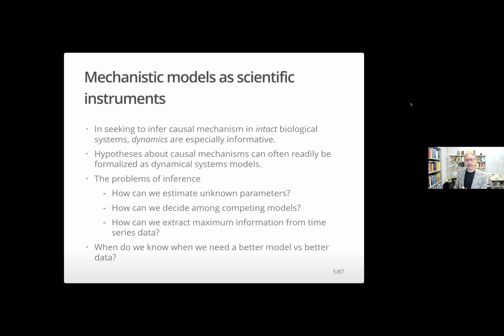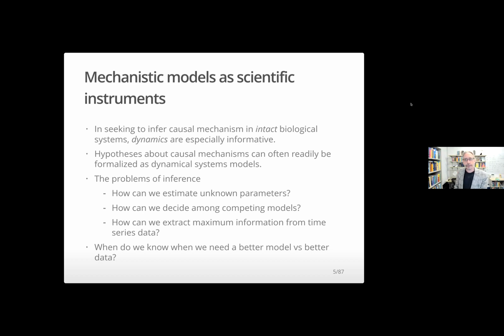So when we think about studying intact biological systems, ecological systems are a wonderful example, but epidemiological systems in real life, in a free behaving population, as another example, how do we go about making inference about the mechanisms, right? We can't perform experiments in any real sense while keeping those systems intact. And so dynamics are a particularly informative approach, right? If we can see how a system behaves dynamically, we can test hypotheses about various putative causal mechanisms.